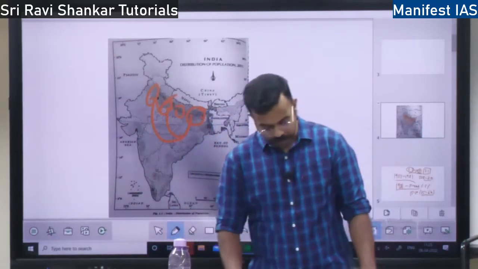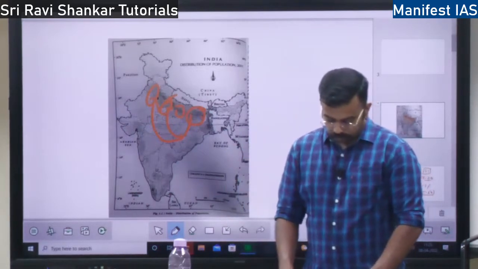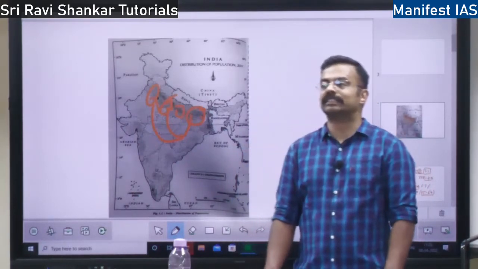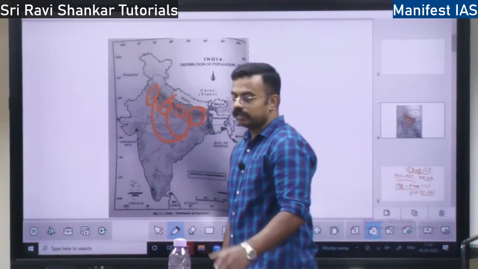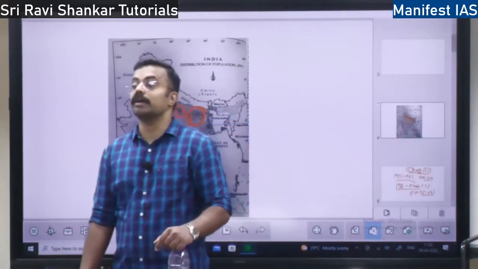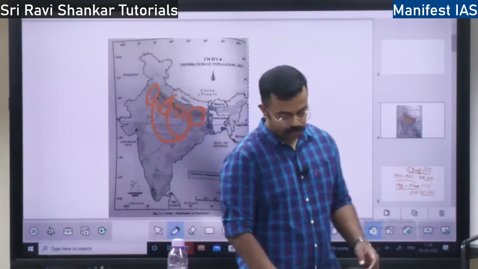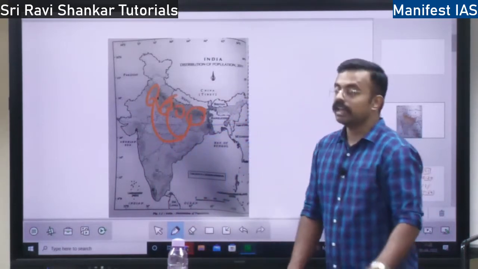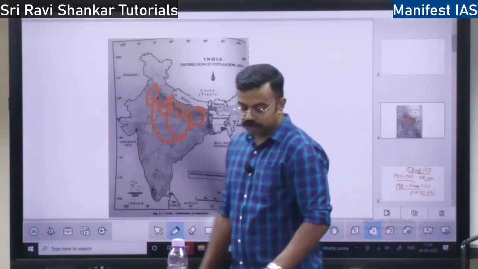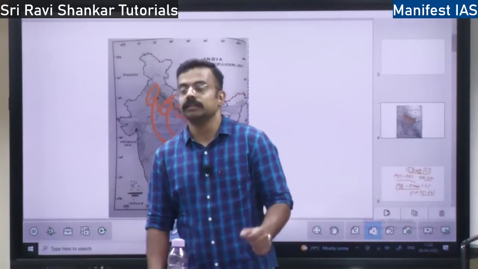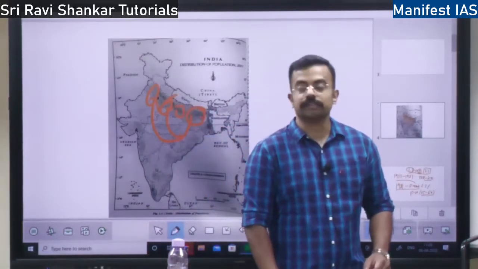Not only that, there is one more bad economic consequence. Because of migration, there is an increasing number of slums and overpopulation, right? Slums will increase. That is also an economic consequence. Next, we will talk about the demographic consequence. Demographic means the human resource consequence.